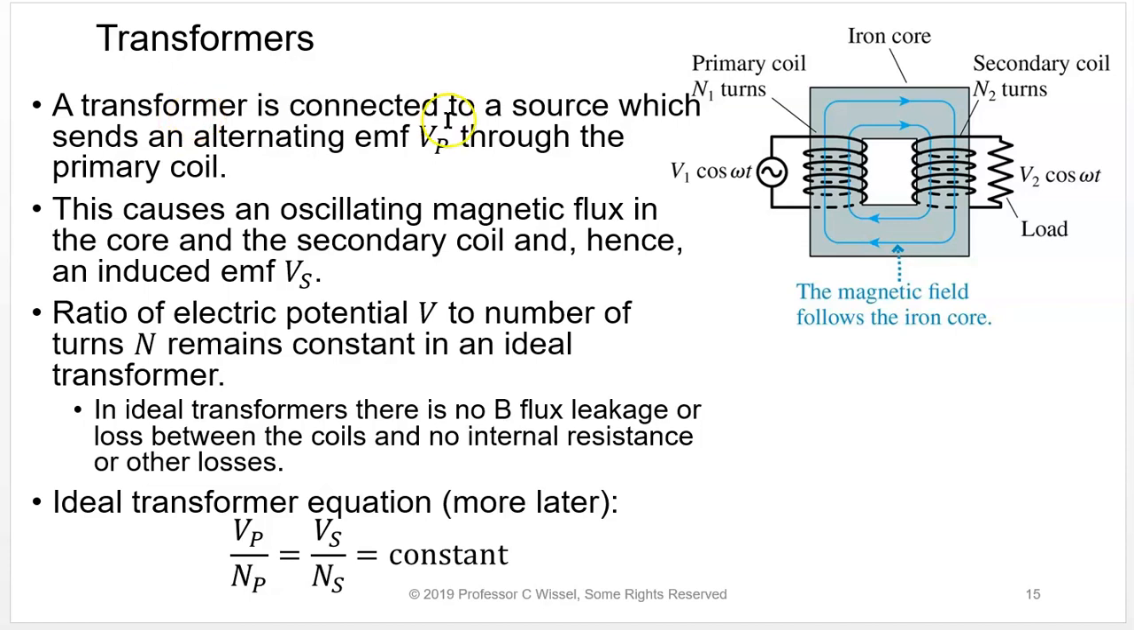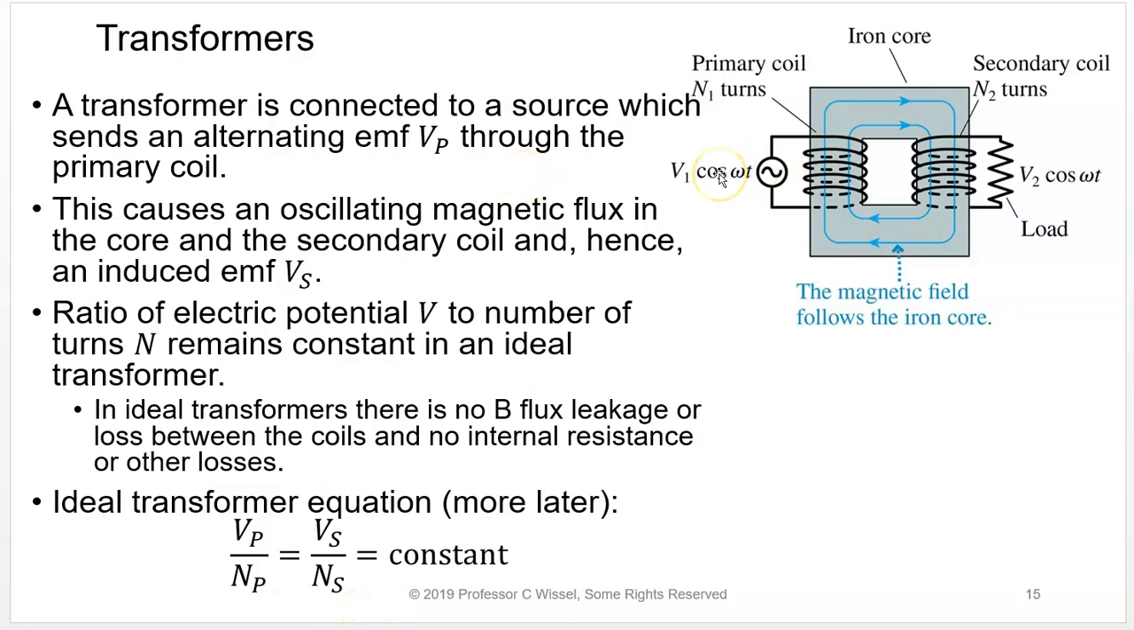Okay, so a transformer is connected to a source, which sends an alternating EMF VP through the primary coil. VP is the EMF of the primary. This causes an oscillating magnetic flux in the core and in the secondary coil by induction, and hence an induced EMF VS that appears in the secondary, across the secondary coil. The ratio of electric potential V to number of turns remains constant in an ideal transformer. In ideal transformers, there is no flux leakage or loss between the coils and no internal resistance or other losses. So the ideal transformer, we'll explain this later, is VP over NP equals VS over NS, and that's constant.